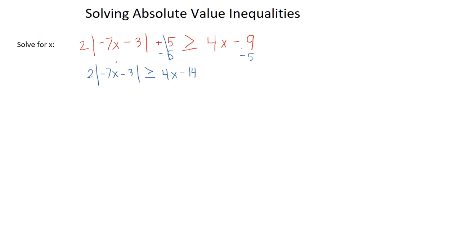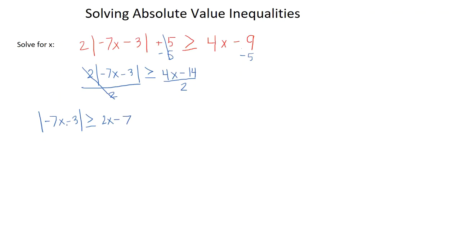And since this is being multiplied by 2, we're going to divide both sides of the equation by 2. So those 2's cancel. So we have absolute value of negative 7x minus 3 greater than or equal to, and then we can divide each part of the numerator by 2. So 4 over 2 is 2, so that leaves 2x minus, and 14 over 2 is 7.